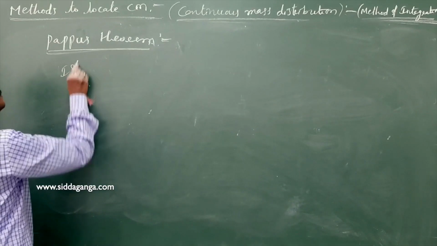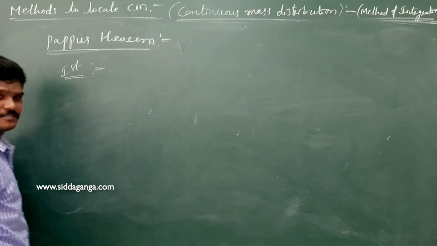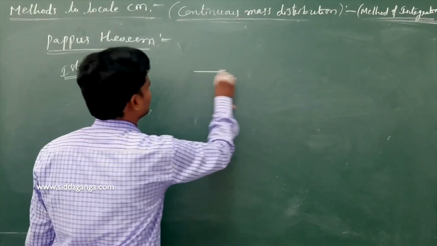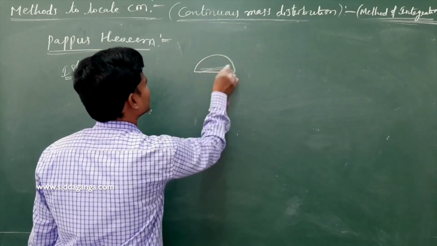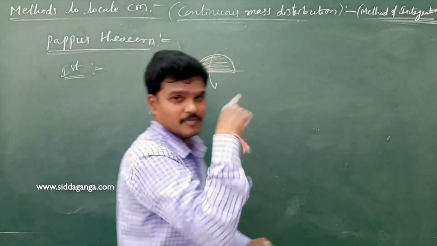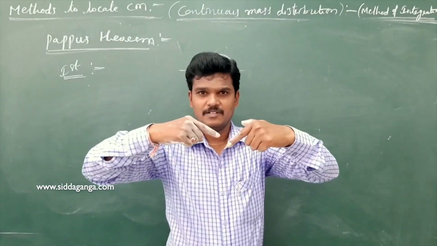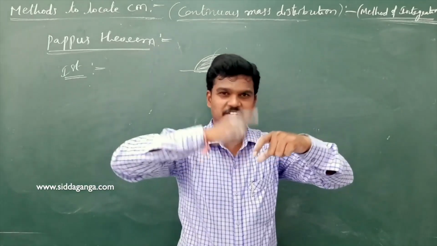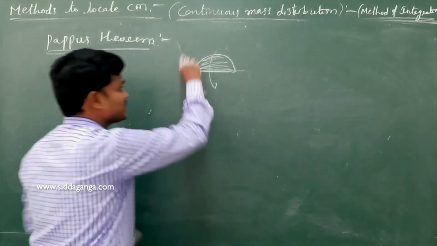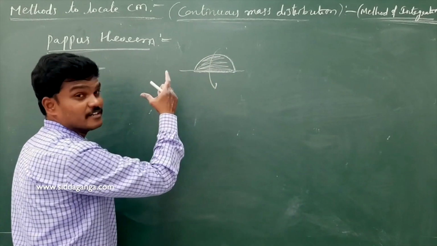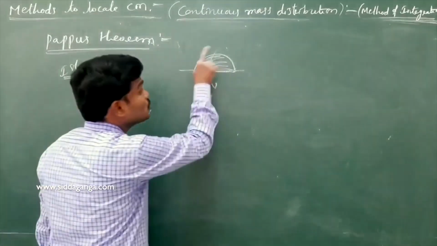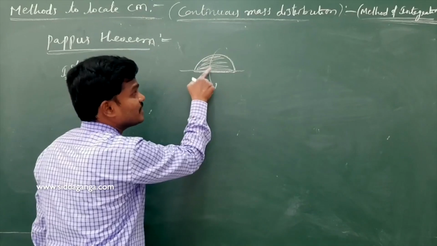So this is very simple. According to the first theorem, suppose any semicircular disk is there. This is the semicircular disk. If it is rotated like this, then that rotation will cover the volume of a sphere. So a volume is generated by the revolution of a closed plane lamina. This is the closed plane lamina.